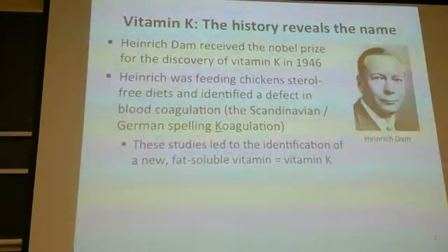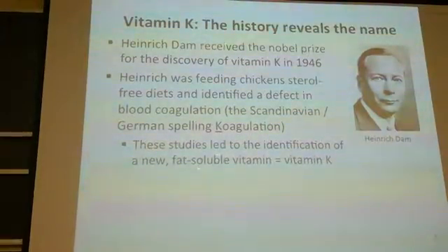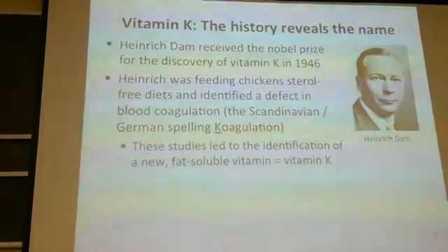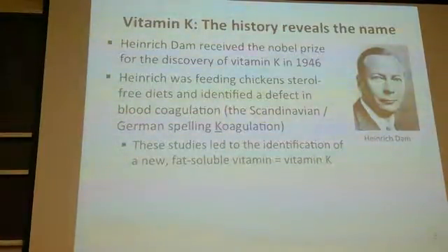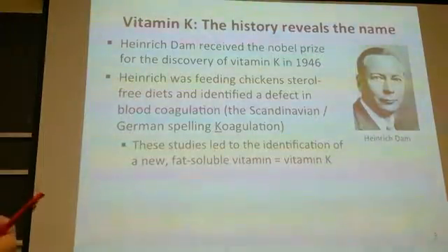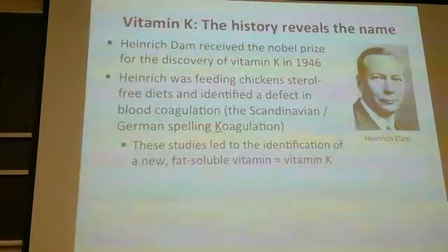And so through this line of investigation, he identified a new fat-soluble vitamin called vitamin K, which is named after the Scandinavian or German spelling of coagulation. And so this is where the name comes from, vitamin K. It comes from coagulation, which is spelled with a K in Scandinavian and German languages. It's one good way to remember that vitamin K is necessary for blood coagulation.